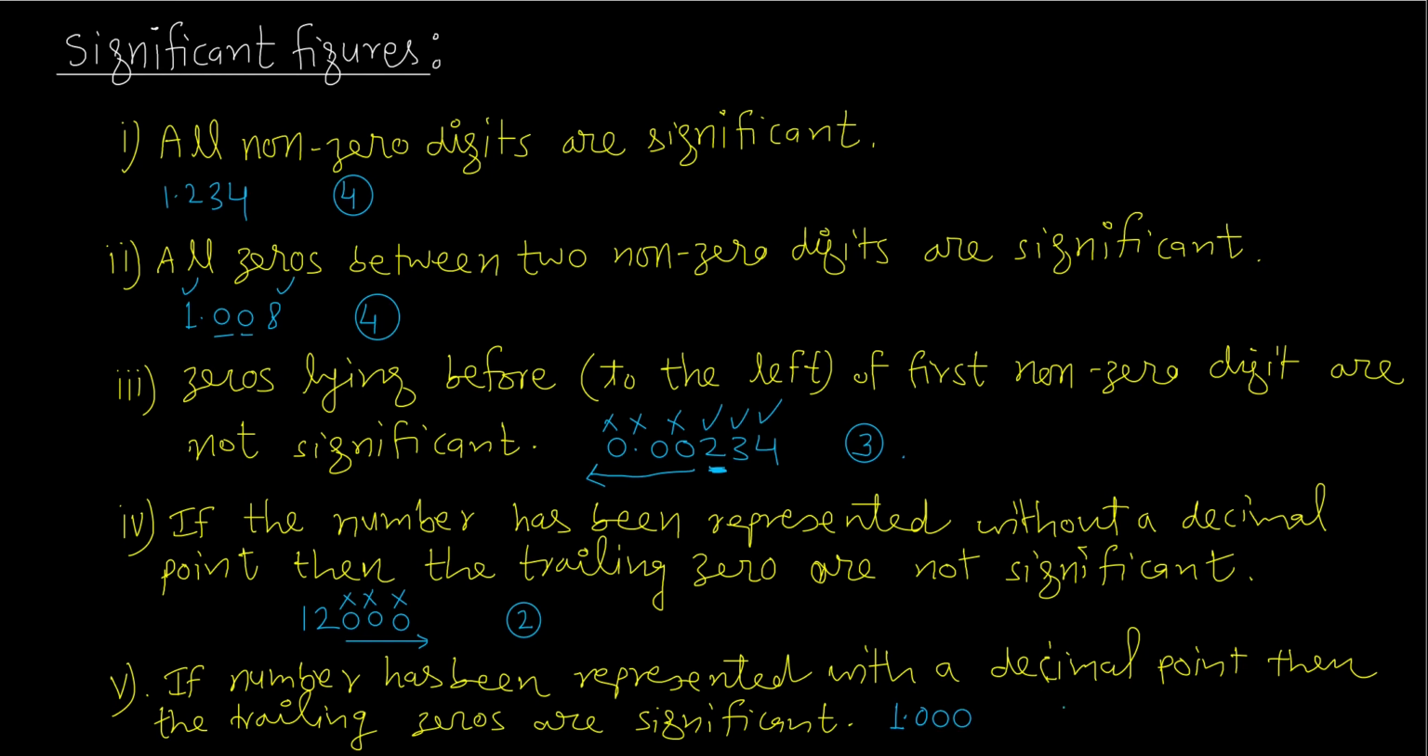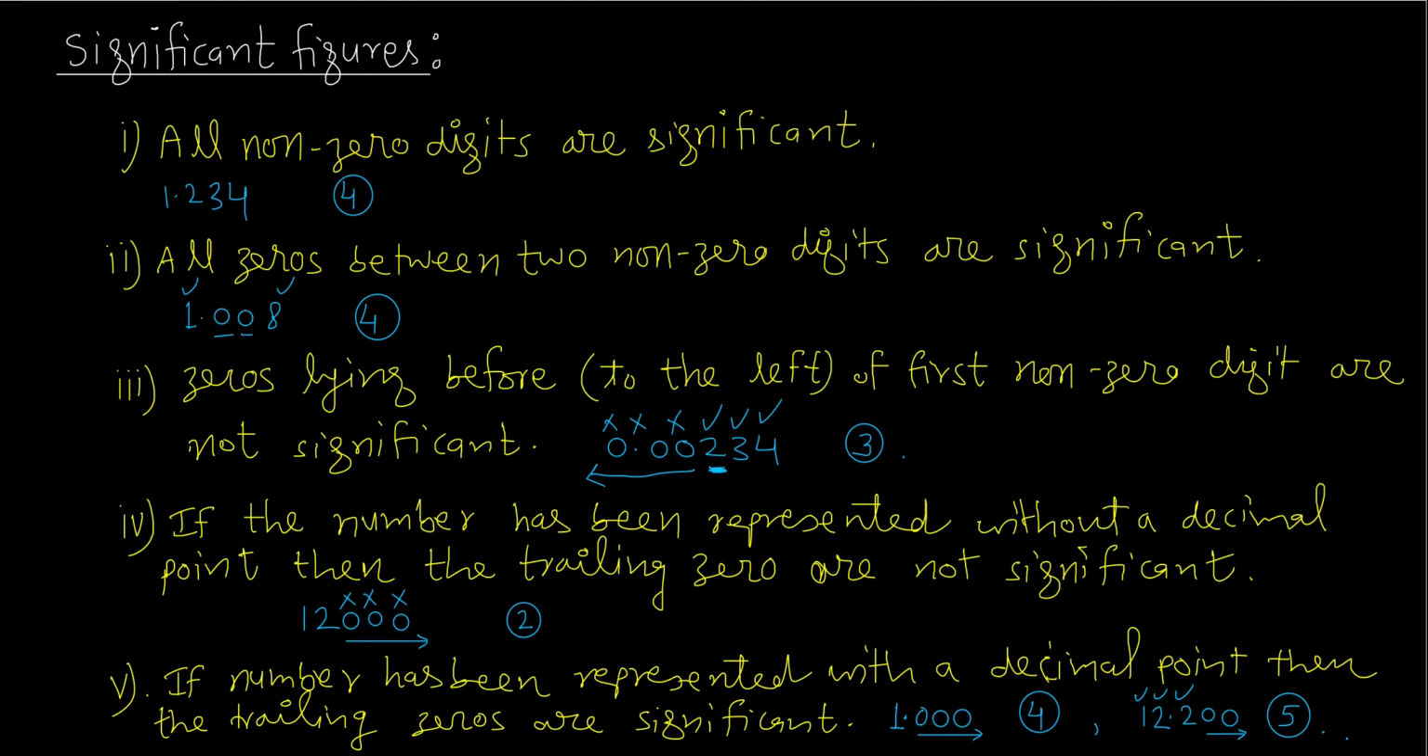What is the total number of significant digits in this number? These three zeros are trailing zeros, and because there is a decimal point in this number, these three zeros will be significant. So the total number of significant digits is 4, because these three trailing zeros plus this non-zero digit 1 will all be significant. Similarly, suppose you have the number 12.200. What is the significant digit count in this number? These two zeros are trailing zeros, and they will be significant because the number has been represented with a decimal point. Plus these non-zero digits are all significant by rule number 1. So the total number of significant digits in this number will be 5.